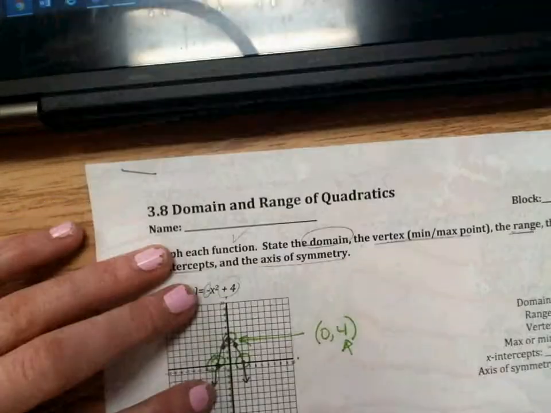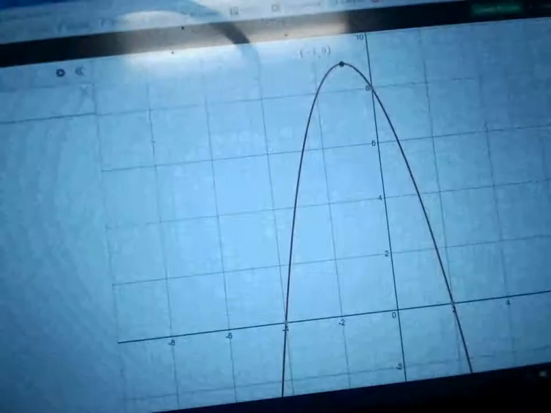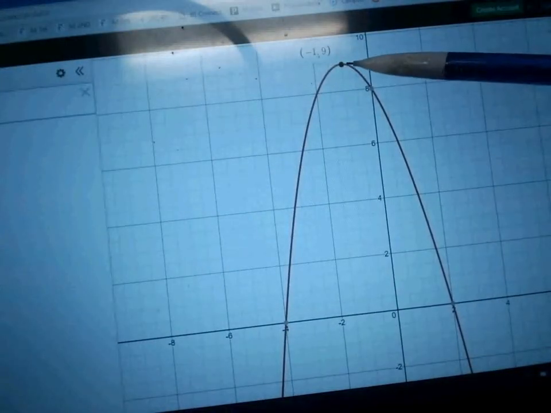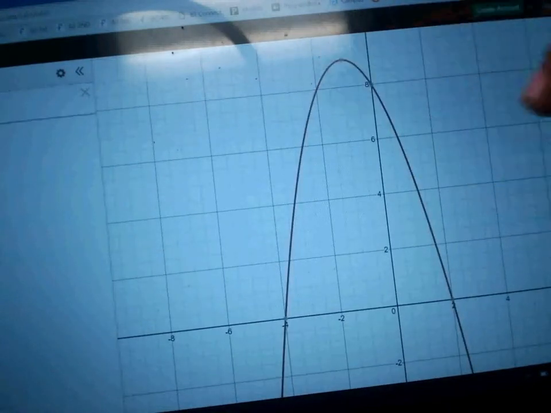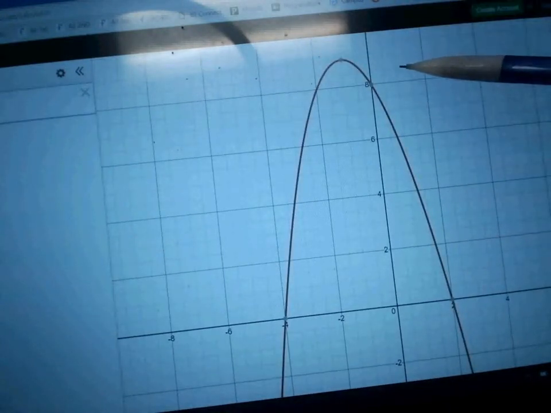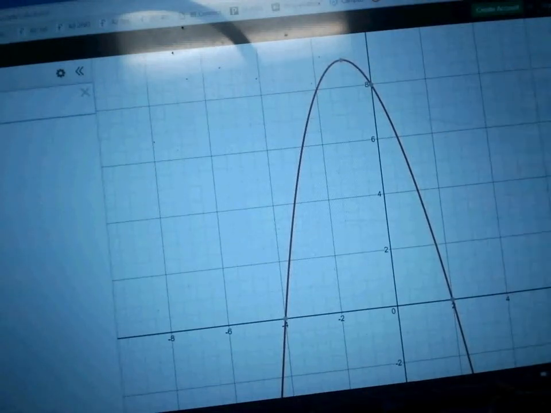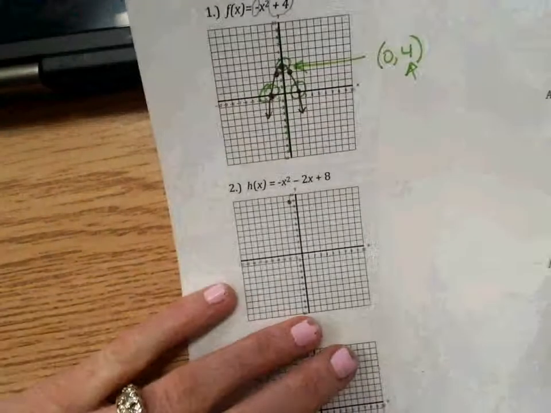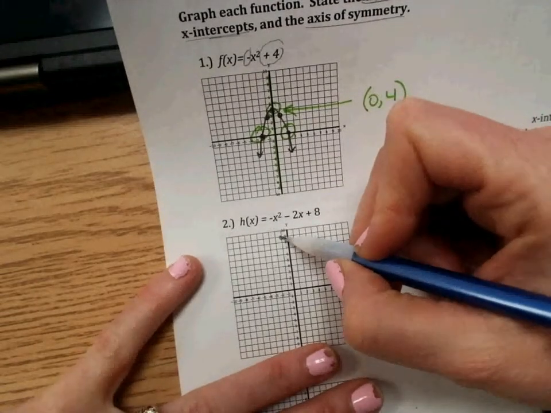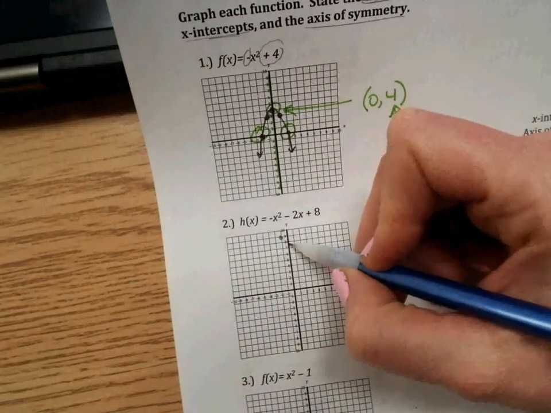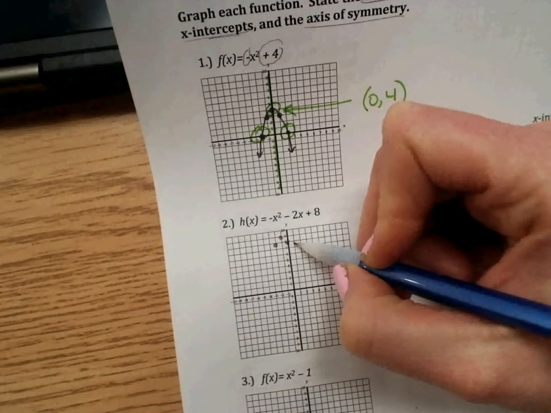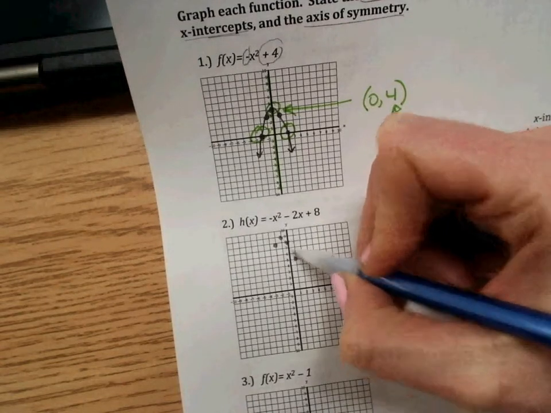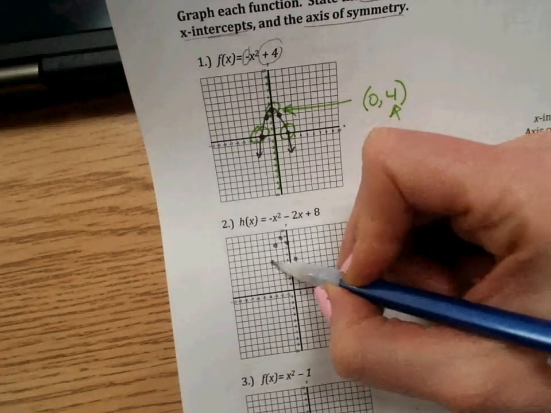Followed by, we can use that same strategy as in the previous problem: over 1, down 1, left 1, down 1, over 2, down 4, left 2, down 4, parabola. So we'll count it off. Over 1, down 1, left 1, down 1, over 2, down 4, 1, 2, 3, 4, left 2, down 4, parabola.